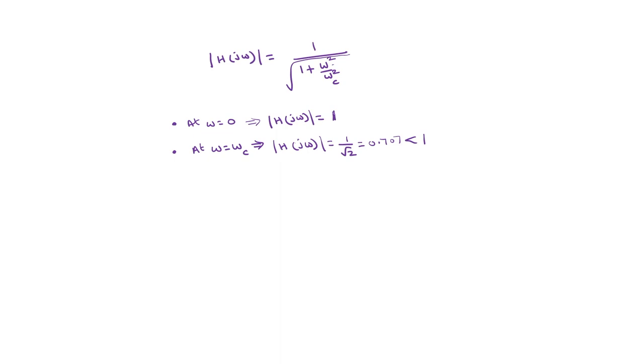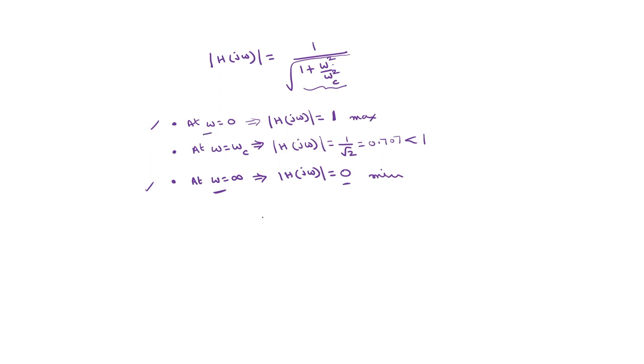This is less than the value at omega equal to zero, meaning as the frequency increases, the gain decreases. At omega equal to 0, unity gain. At another frequency, omega c, the gain is 0.707, which is less than 1. And if I take the extreme end, omega equal to infinity, what is H of j omega? This is infinity, 1 plus infinity is also infinity, 1 over infinity is 0. This is the minimum value at maximum frequency and maximum value at minimum frequency.